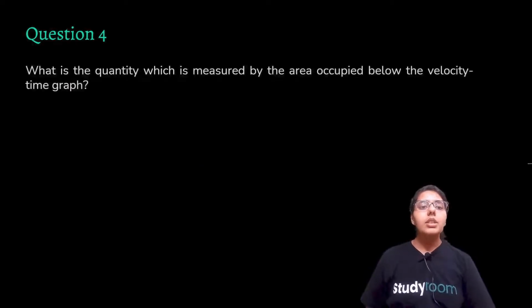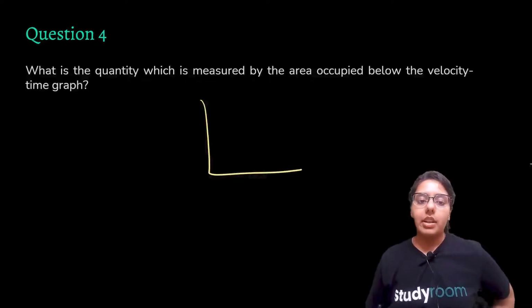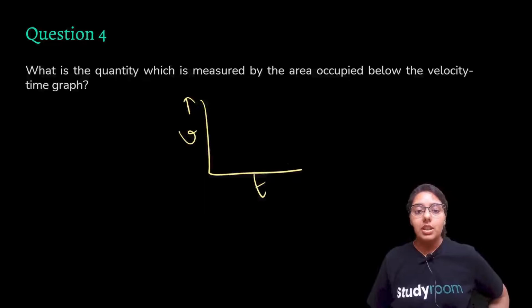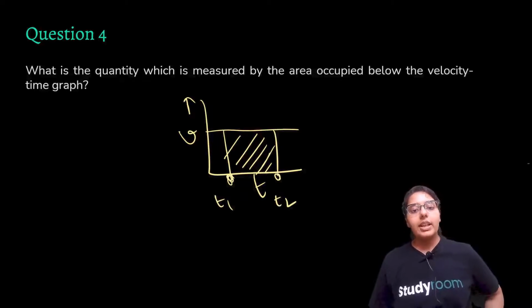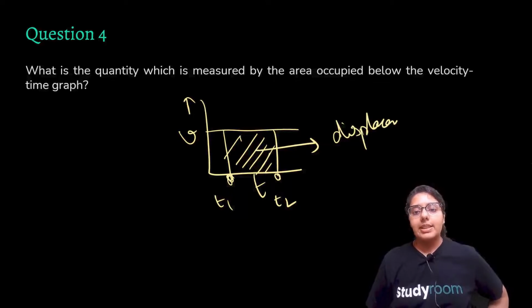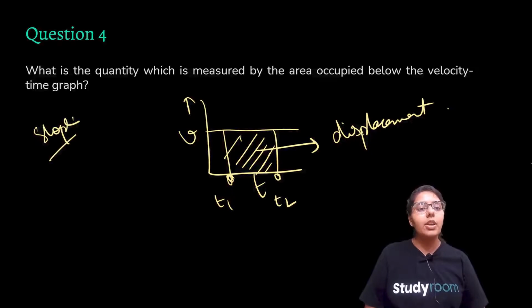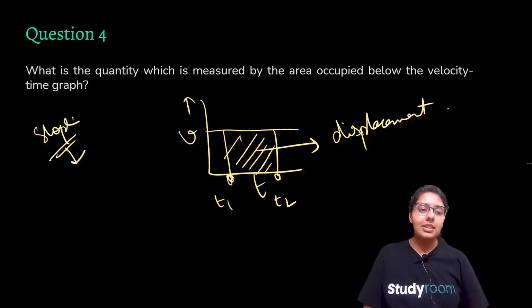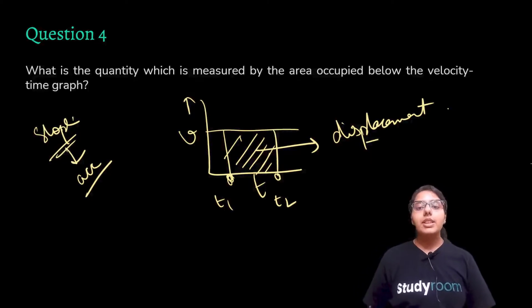Next, what is the quantity which is measured by the area occupied below the velocity time graphs? In this velocity time graph, if we calculate the area from T1 to T2, what do we get? Area of velocity time graph gives us displacement, and slope of velocity time graph gives us what? You have to tell me. It's acceleration. Slope of velocity time graphs gives us acceleration, and area of velocity time graphs gives us displacement.